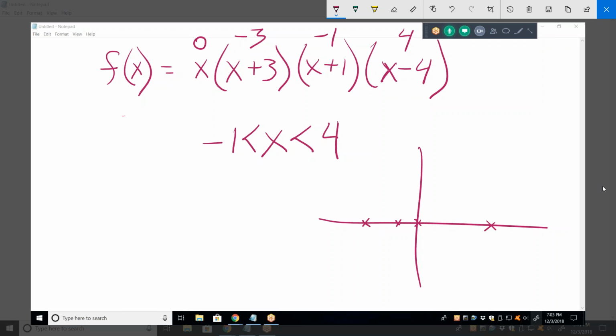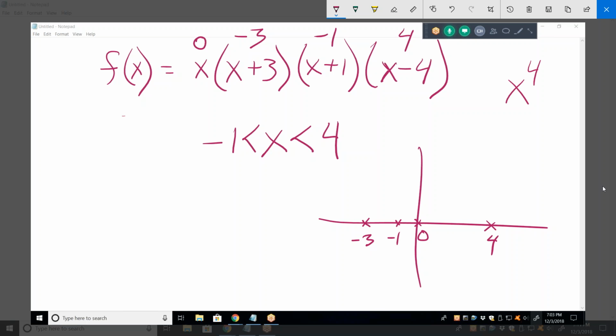There's the 4 zeros, correct? Yeah. If you want, I'll label them. That's -3, -1, 0, and 4. And we know the end behavior because the lead term would be x to the 4th, right?